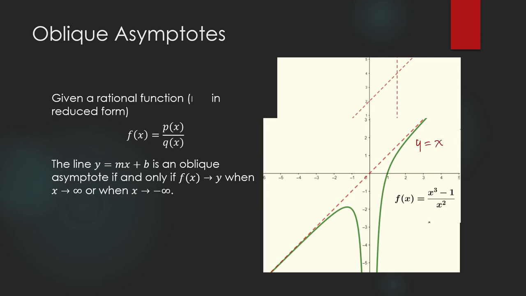Oblique asymptotes arise whenever you have a rational function where the degree of your numerator is greater than the degree of your denominator by 1. So if you want to see exactly what the equation of your oblique asymptote is, you perform the division. This is going to be equal to a quotient h of x plus a remainder. This is what will define your oblique asymptote.